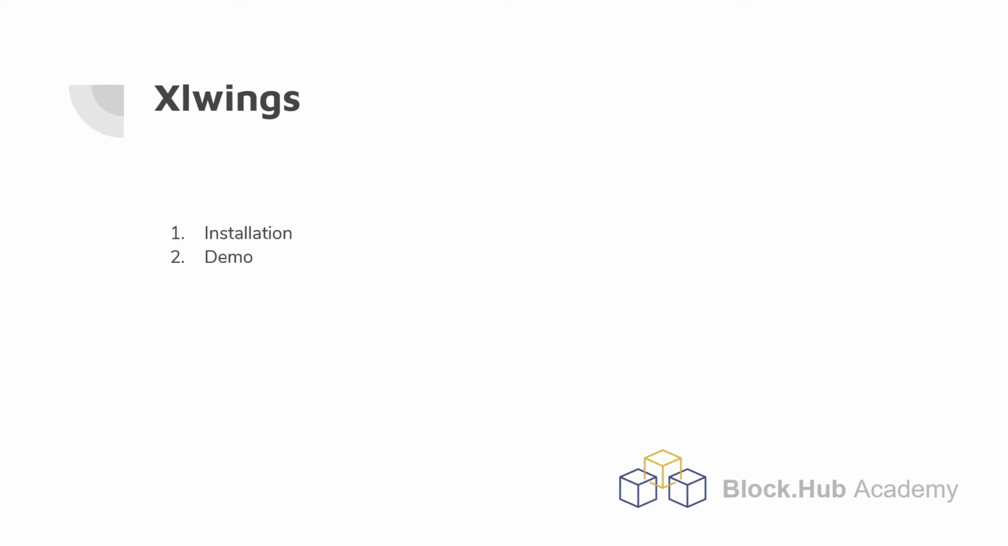Xlwings. Xlwings is the linkage library which is linking MS Excel and Python. MS stands for Microsoft, by the way. Installation is going to be covered in this particular tutorial, and a little demo will be shown, like printing a string or creating a function, all those.